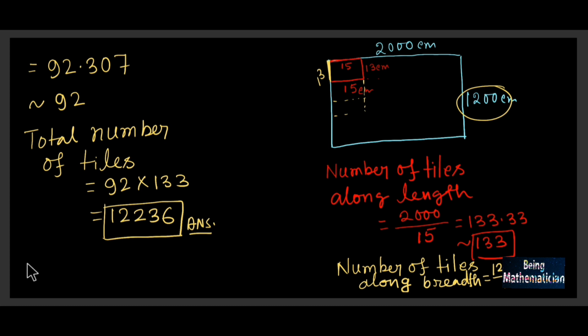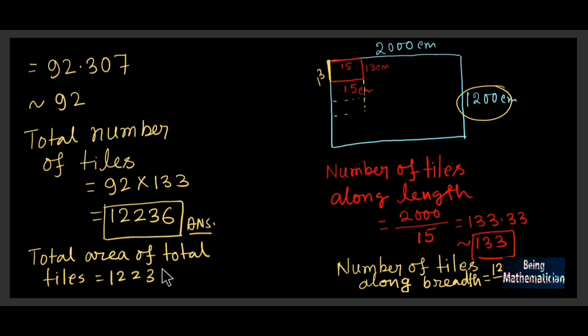Now the total area of total tiles must be 12236 into area of one tile, and it is 13 into 15. So it will be 2386020 centimeter square.